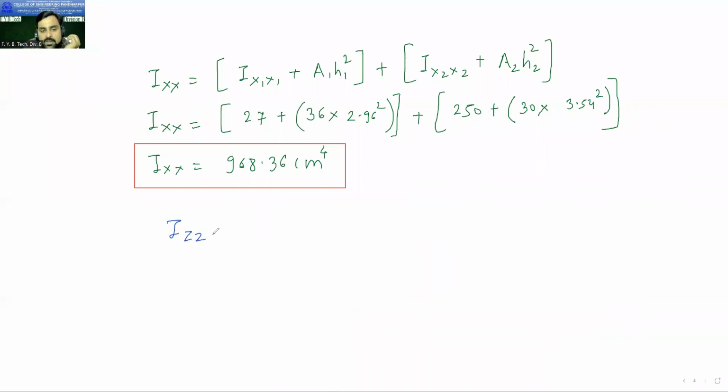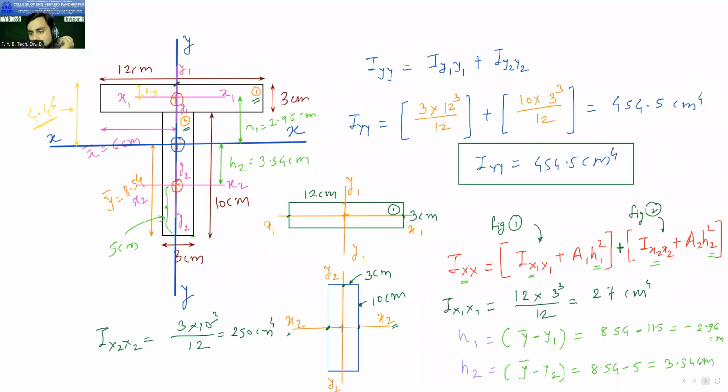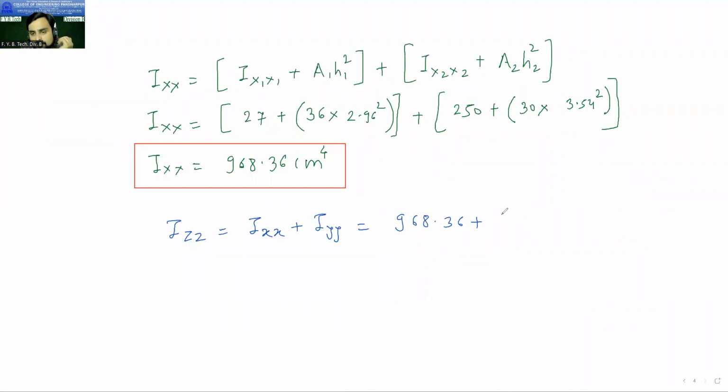So now polar moment of inertia Izz is equal to Ixx plus Iyy, which is equal to Ixx is 968.36 plus Iyy is 454.5 centimeter raised to 4 होते. आन्सर कॅल्क्युलेट करा मग लिहू. What is the answer? Let me know the answer. What is the answer? 1422.86 centimeter raised to 4. This is the final answer. Okay.